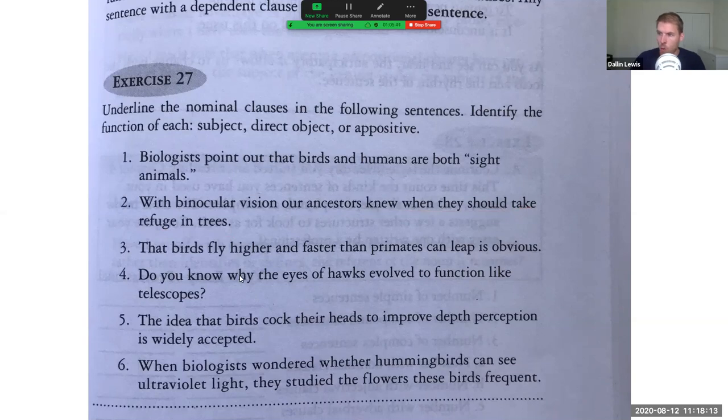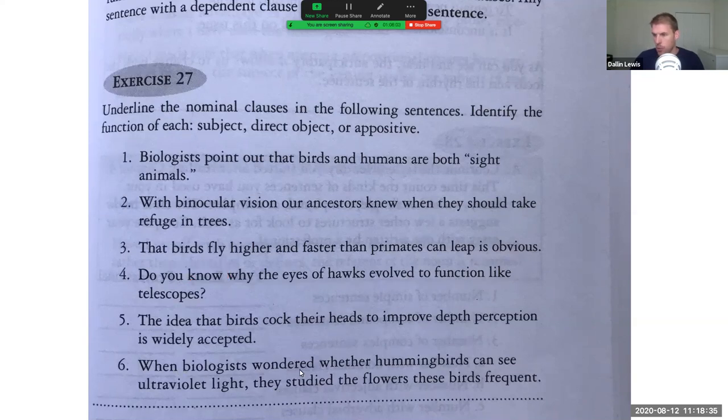Four, do you know why the eyes of hawks evolved to function like telescopes? Know is my verb. And why the eyes of hawks evolved to function like telescopes is the nominal clause that is the direct object or complement of the verb know.